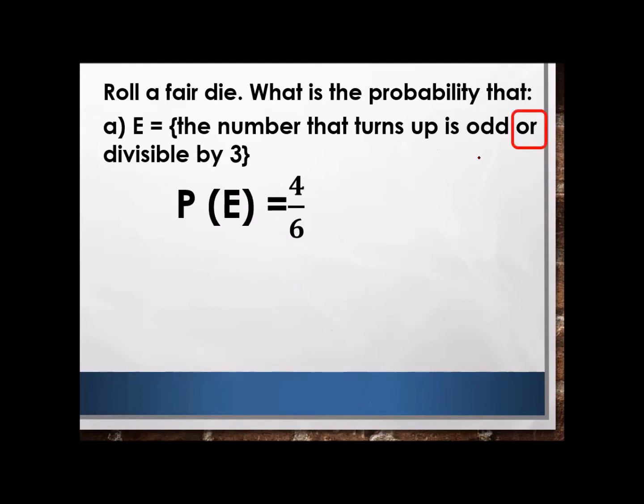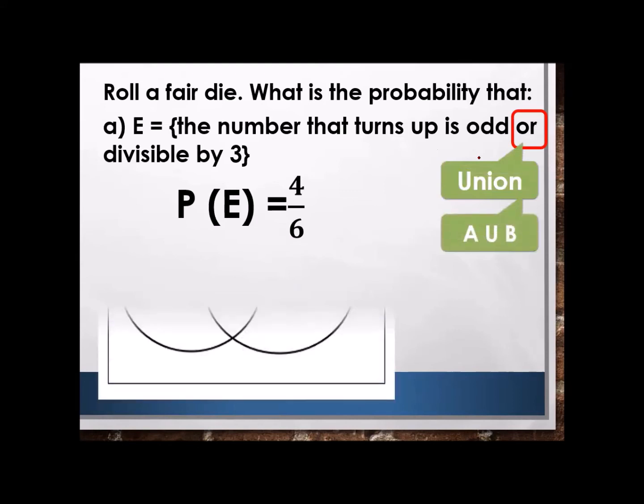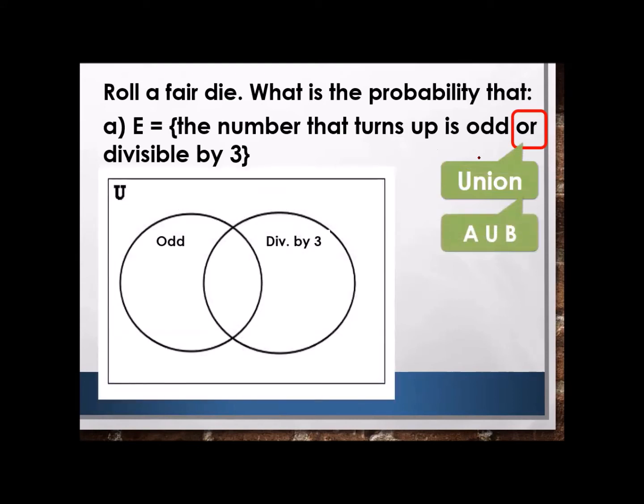At kung gagamitan natin siya ng Venn diagram, tandaan natin na ang OR ay union. So A union B. Gamitan natin ang Venn diagram. The first circle is for the odd numbers and the divisible by 3 is for the second circle. Okay? So, ang lagi niyong tatandaan pag gagawa ng Venn diagram, yung nasa gitna ang ating pag-uusapan. Yung unang dapat pag-usapan at ilagay. So, yun yung both.